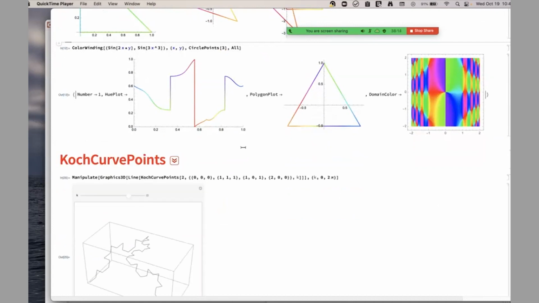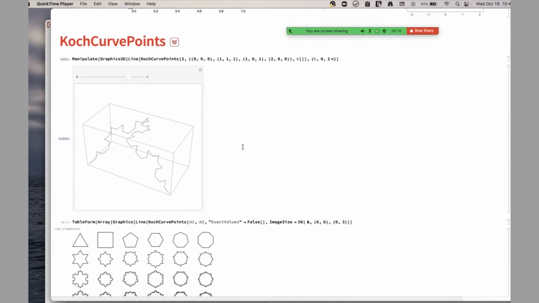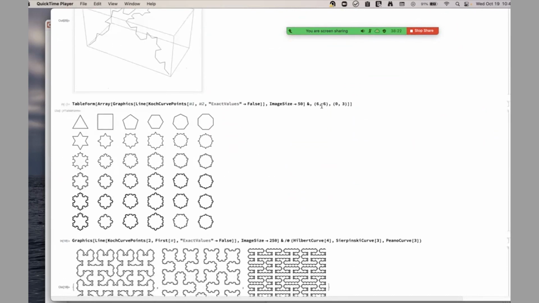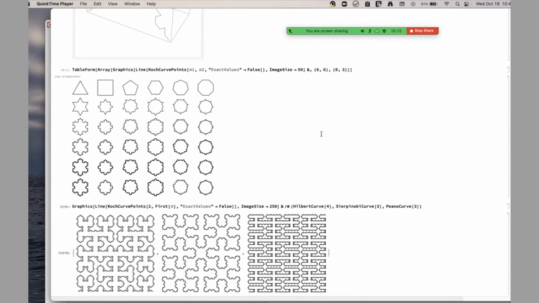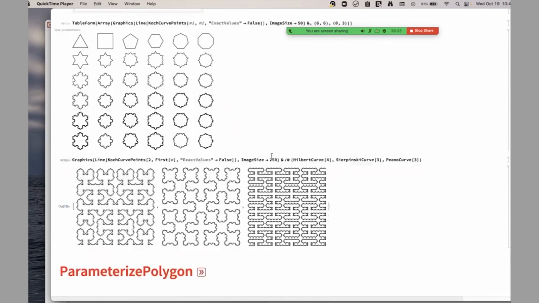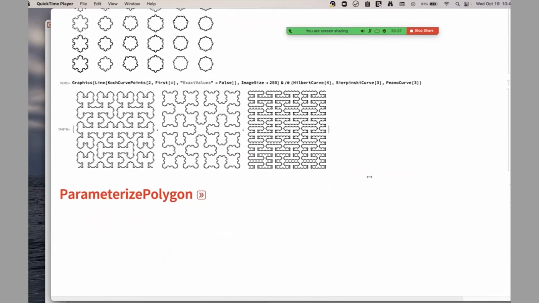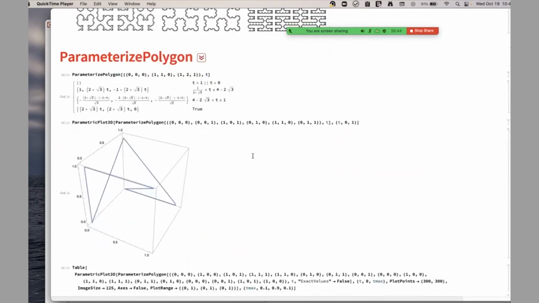For Koch curve points here, it takes any set of points in 2D or 3D and assigns a Koch curve to it. You can change the orientation of it, the angle at which it has. I added a nice input selection for regular polygons. So here I have a table of the different regular polygons and the number of steps of the Koch curve that has been applied. And you can also use this to have some of these named curves turn into Koch curve types of themselves.